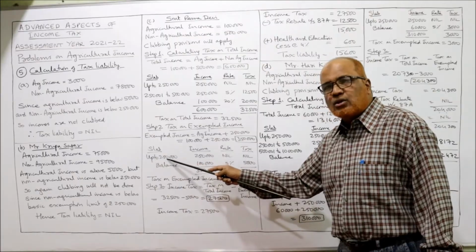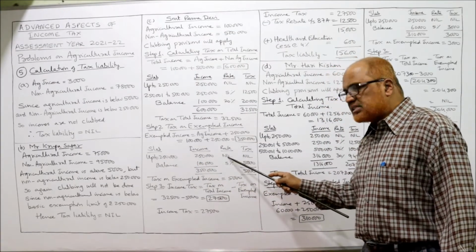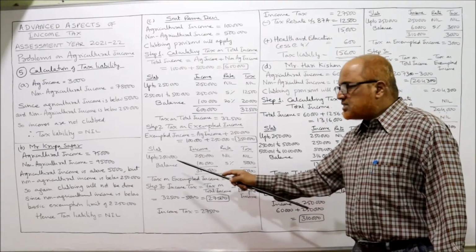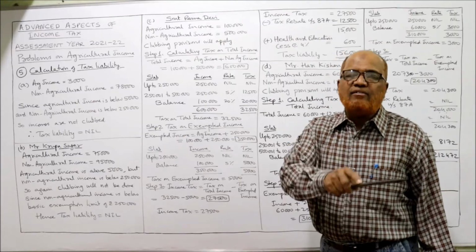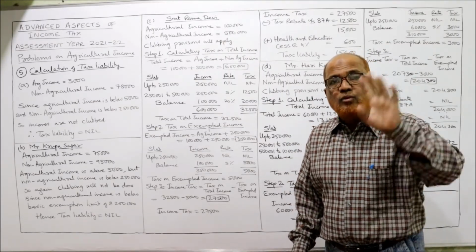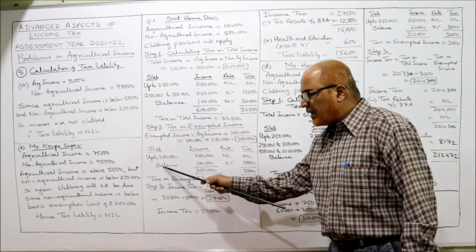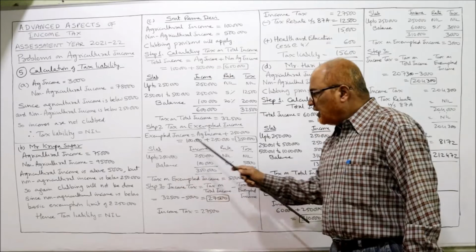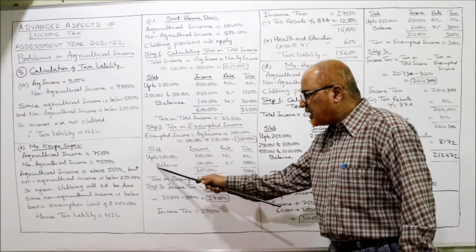Up to 2,50,000, the first slab: income is 2,50,000, rate is nil, amount is nil. The second slab goes from 2,50,000 to 5 lakh. But our income is not going up to 5 lakh. Our income stops at 3,50,000 only. So I am taking the balance, because our income is less than 5 lakh.